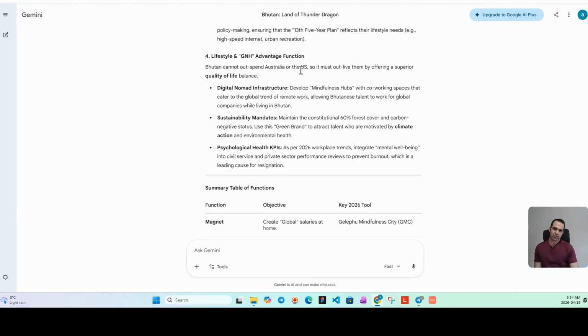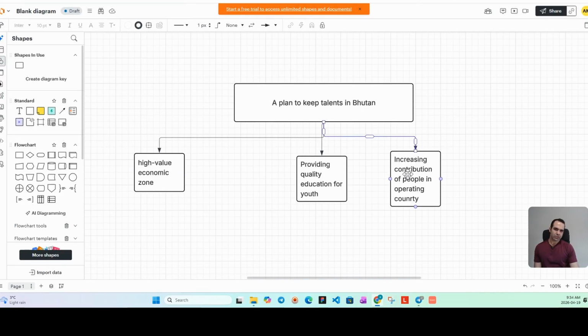For sure, they cannot compete with the US or Australia, but I think if we provide these three functions, then we can expect people to stay in the country, and these three functions are very important. So if we make a plan for Bhutan that improves the economic situation and provides a good quality education for people.